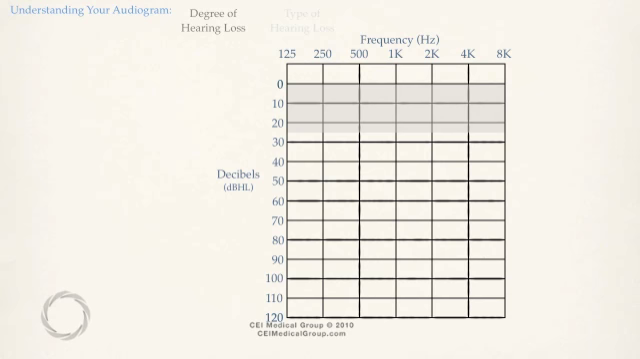Once your audiologist has determined the softest sound you can hear, she will draw a circle on the audiogram to record that particular frequency. Each frequency is tested until the measurements are obtained across the audiogram. Once hearing acuity is measured for each frequency, the degree of hearing loss is known.